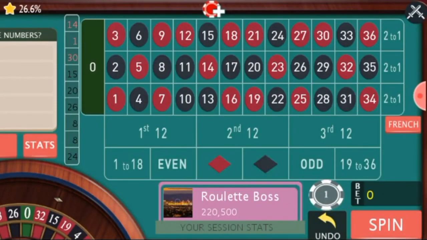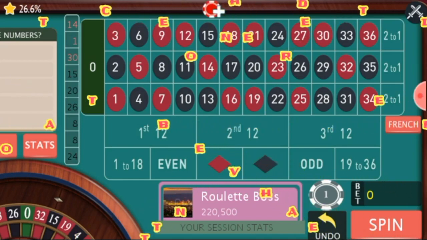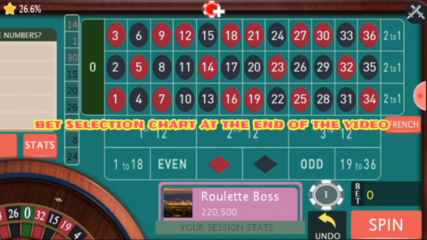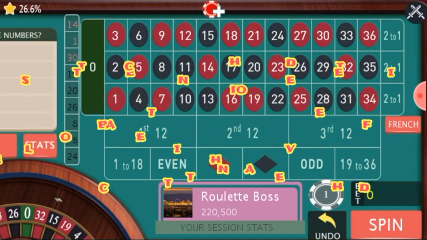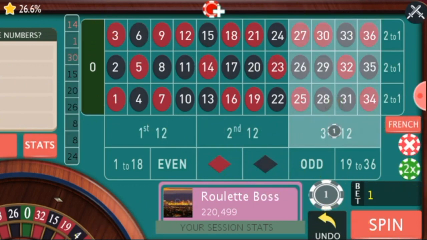So in today's video we're going to be playing the single dozen roulette strategy. It's a very simple strategy. We're basically going to be betting on one dozen. The way we make our bet selection is based on the last outcome. For example, you see the last outcome being number 14. I've provided a chart at the end of this video to simplify things for you. Next to number 14 you would see the third dozen, so that is the dozen that you are going to bet on.